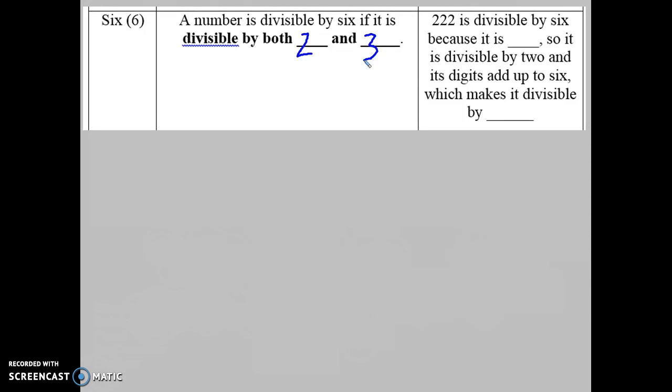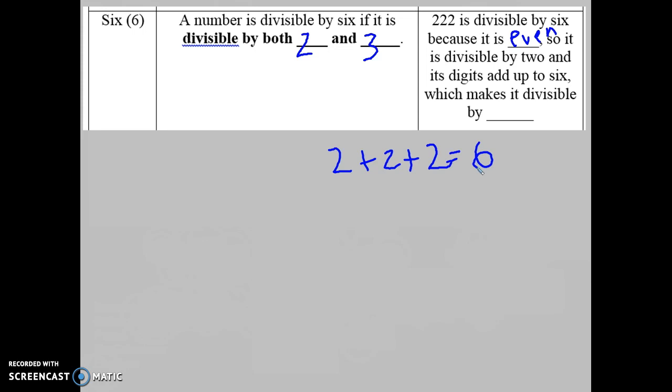So let's test 222. We know the number 222 is divisible by 6 because it is even, first of all. So we know that the number is even, which means that it is a multiple of 2. So it's divisible by 2. And when we add up the digits, we get 6. So 2 plus 2 plus 2 equals 6. And 6 is a multiple of 3.